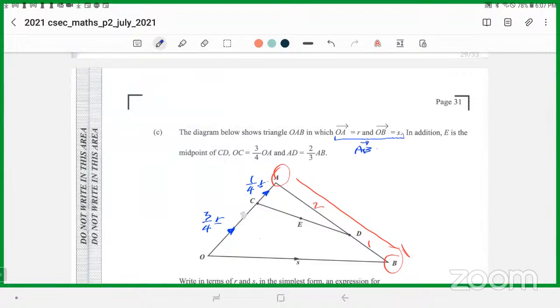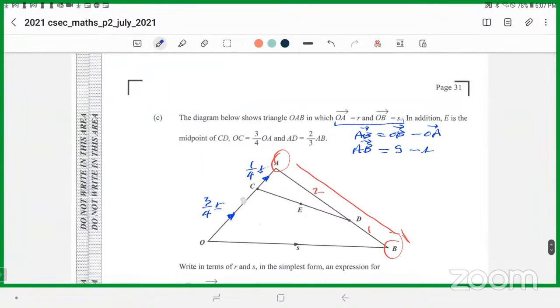AB is OB minus OA. A lot of questions would have asked you for it, but this one didn't. But no problem, you have to practice. That's why you have to do a wide variety of questions, to know what is missing and what you need. So OB is S and OA is R. So we know that AB is this, but then this is just 2/3 of this, and this is 1/3 of that.